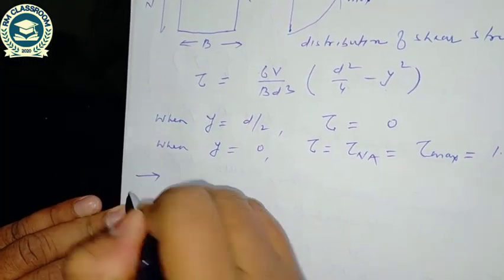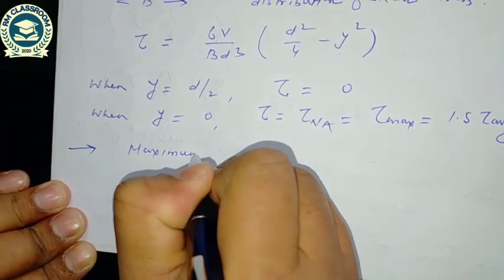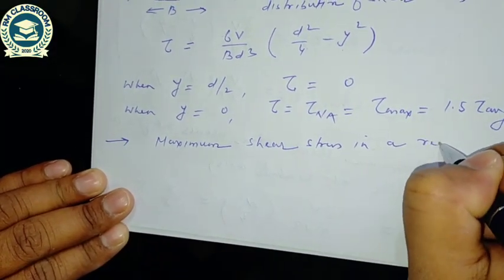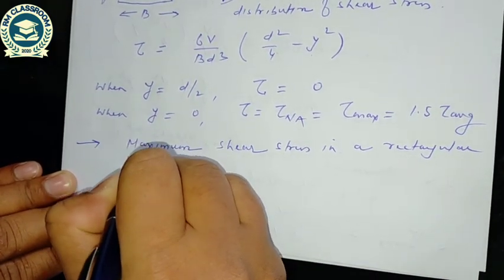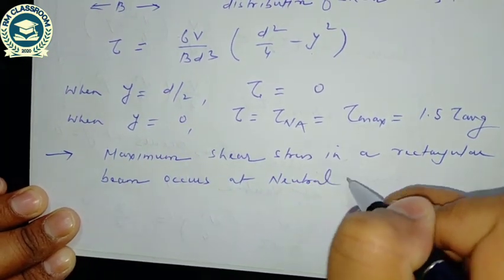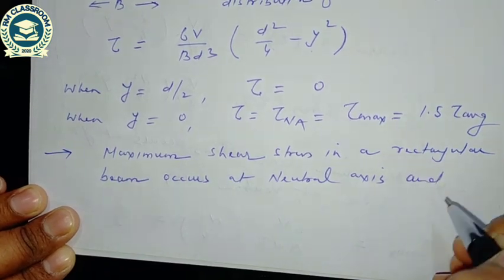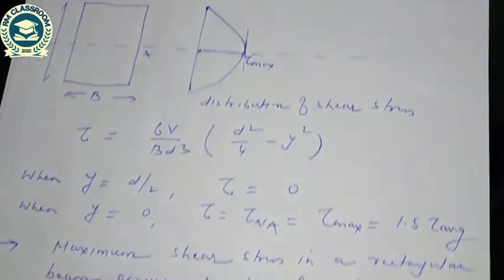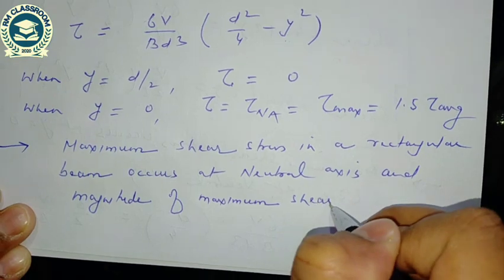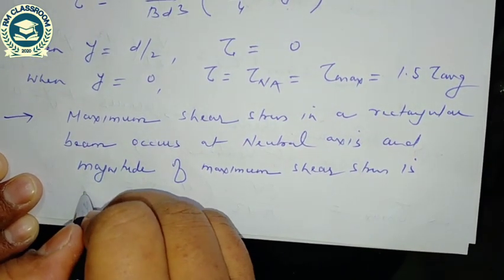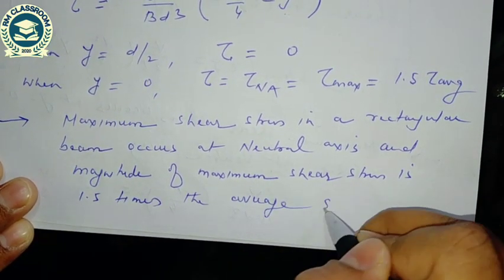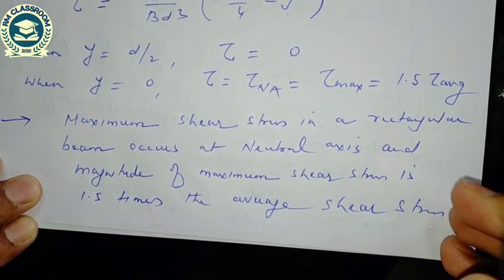So we can write: maximum shear stress in a rectangular beam occurs at the neutral axis, and the magnitude of maximum shear stress is 1.5 times the average shear stress.